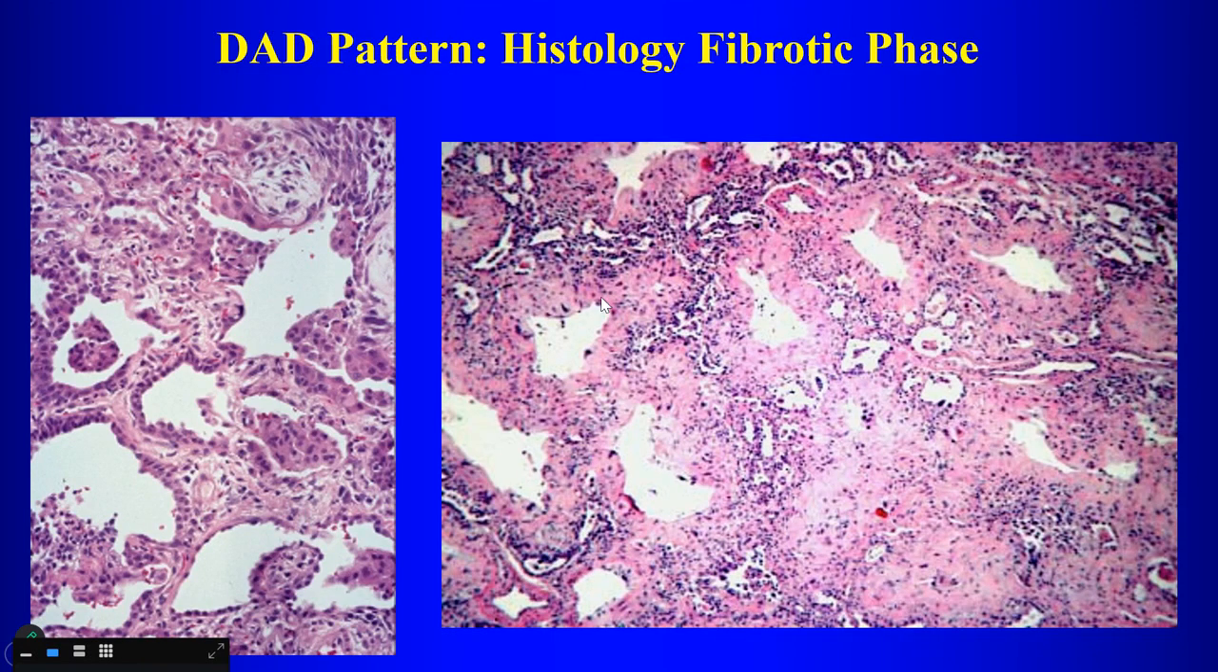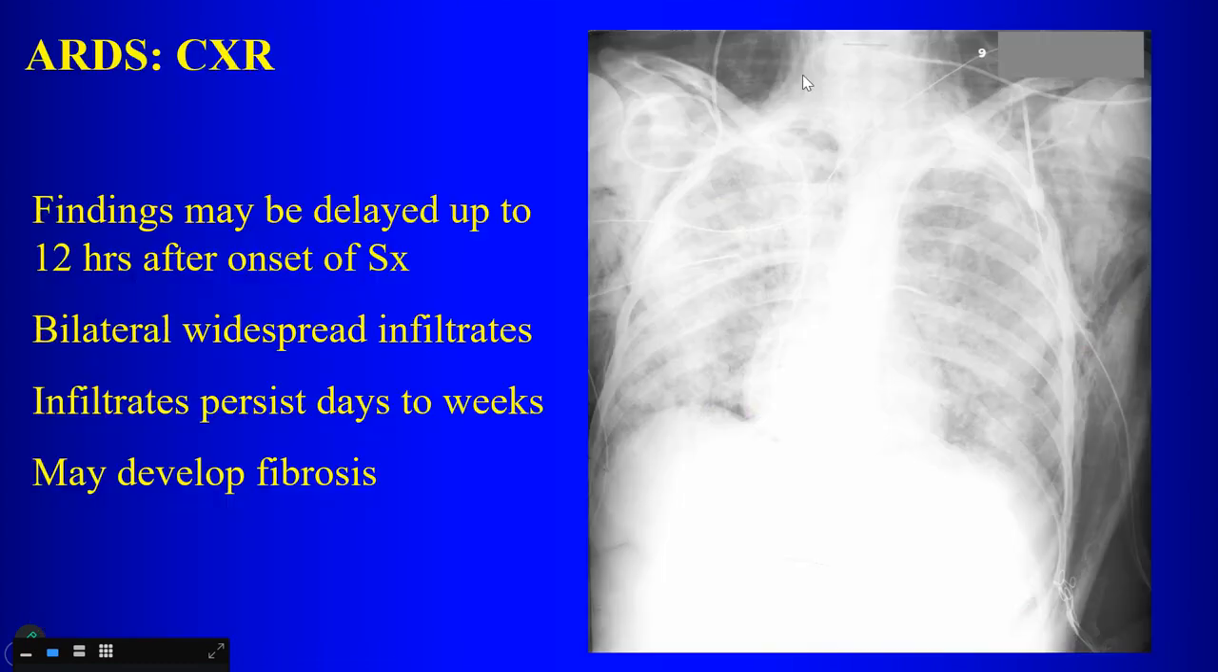And so when we get into the fibrotic phase, you can see the thickening of the alveolar walls from fibrosis, and of course that is going to impair their ability to transmit oxygen through there, and oxygenation will be impaired. Something else about ARDS, the findings might be delayed up to 12 hours after onset of symptoms.